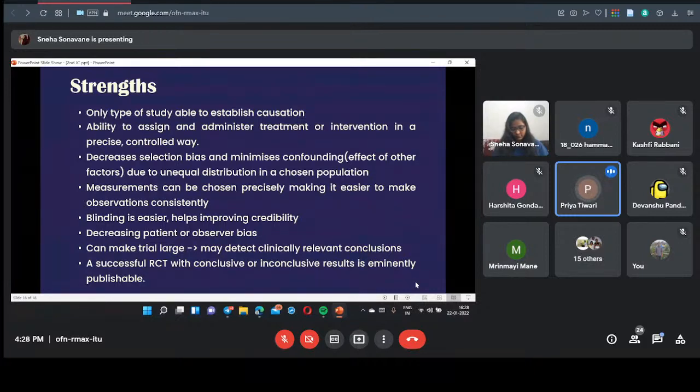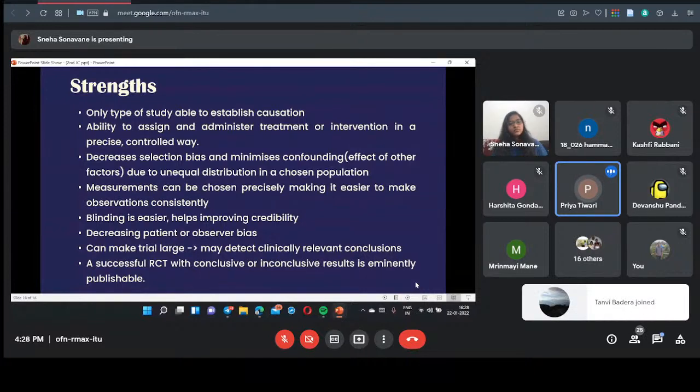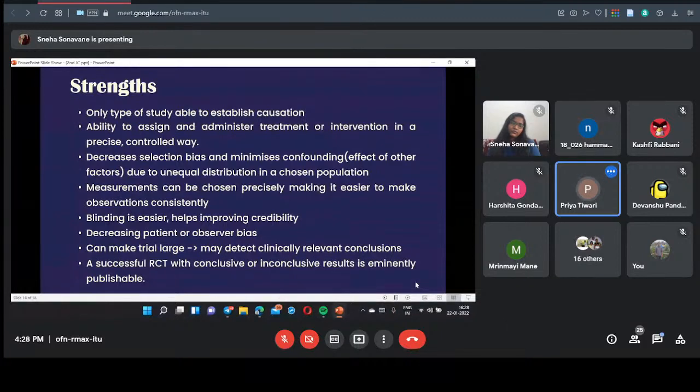Okay, so blinding is done in various types of research, and RCT is one of them. So what is blinding? Blinding can be of two types: single blinding and double blinding. In single blinding, the patient doesn't know whether he or she is getting the experimental drug or the control group drug, the drug which is already known. In double blinding, the patient and the investigator both don't know whether this person is getting the experimental drug or the control drug.